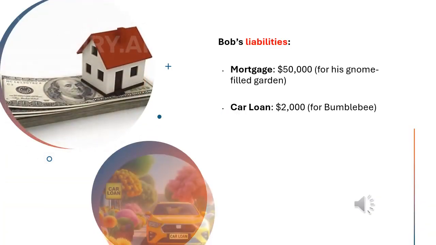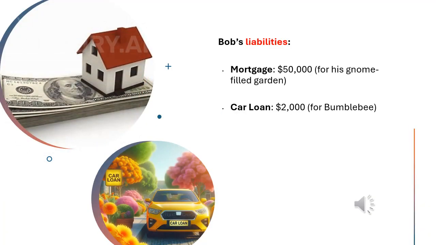Now, let's examine Bob's liabilities. He has a mortgage of $50,000 for his gnome-filled garden and a car loan of $2,000 for Bumblebee. These liabilities will be subtracted from his assets to determine his net worth.